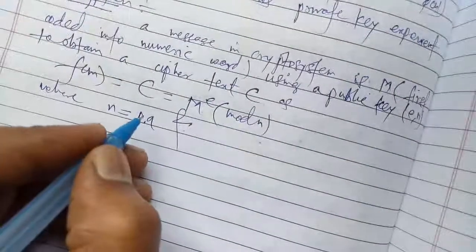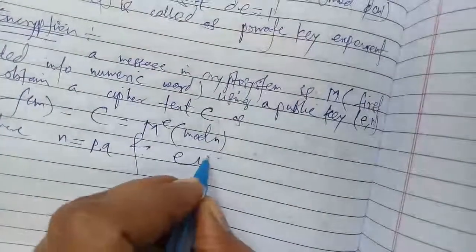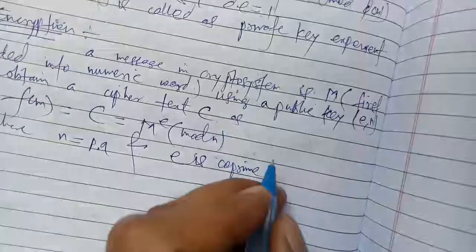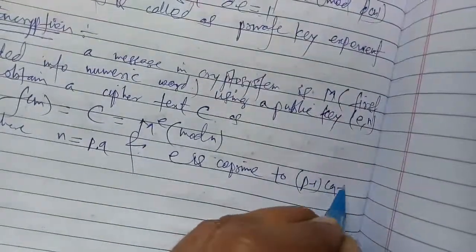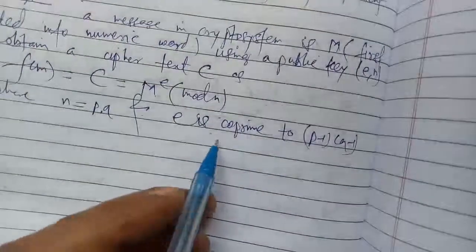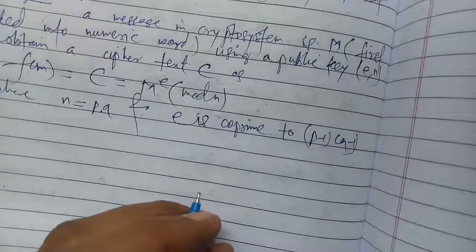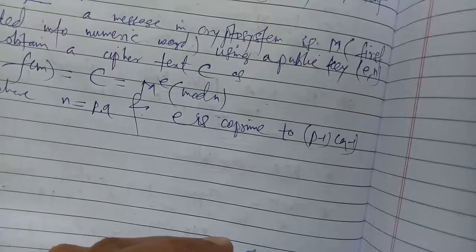P and q are your distinct primes, so the product of p and q is n, and small e is co-prime to p minus 1 times q minus 1. That means the GCD of e and p minus 1 times q minus 1 is 1. Using that encryption, we will also define decryption. Capital M is f of m raised to d modulo n, where d is a number between 1 and n.